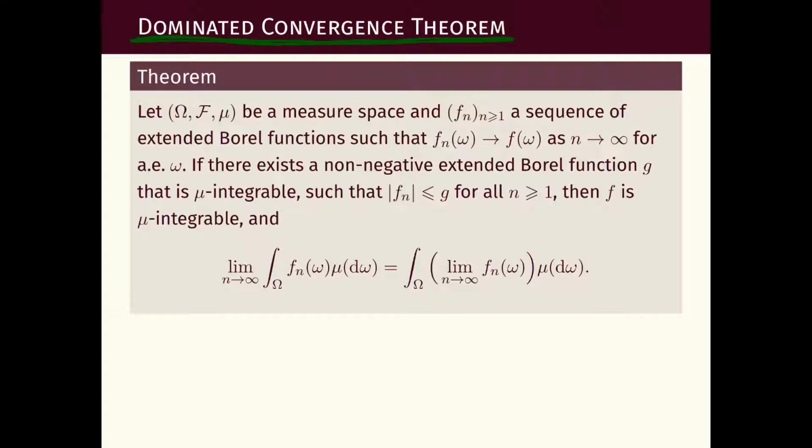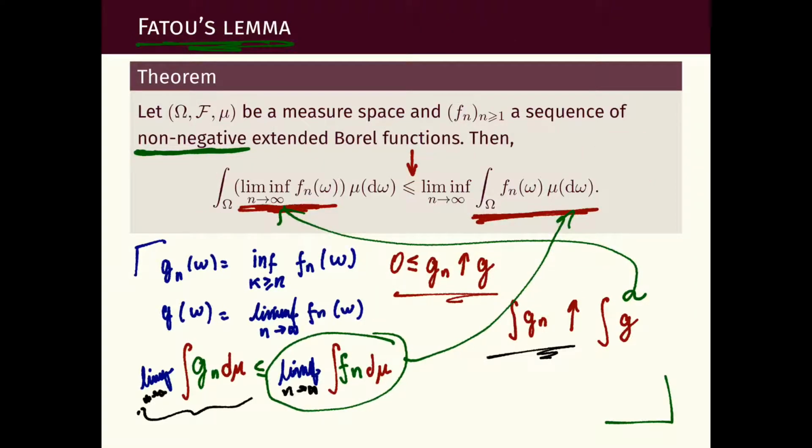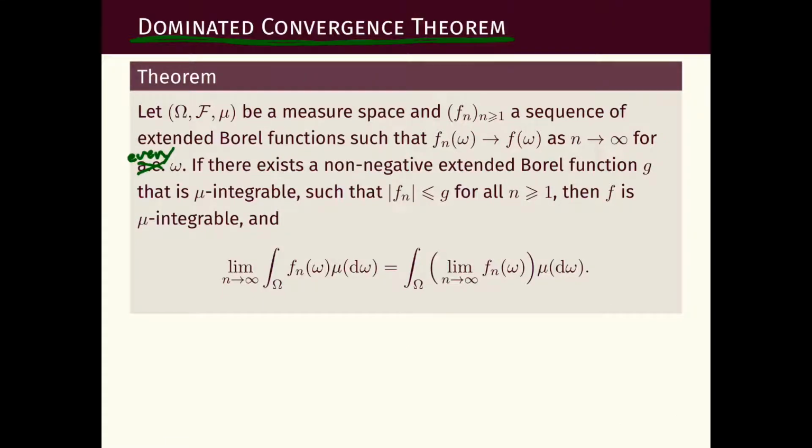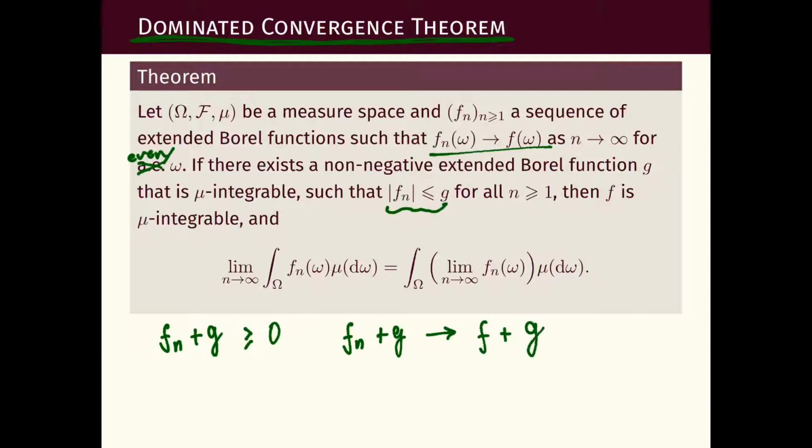How can we prove that? First, let's replace almost every omega by every omega. That will be convenient. Then we want to use the previous property, which is Fatou's Lemma. Fatou's Lemma is very general, and it only requires that functions be non-negative. How can we get a non-negative function here that will be useful? One way is to get the fn and add g to it. When we add g to it, this becomes a non-negative function. Moreover, since we are assuming fn converges to f, then fn plus g converges to f plus g. And now we can use Fatou's Lemma. So this is the proof already, assuming convergence holds everywhere.